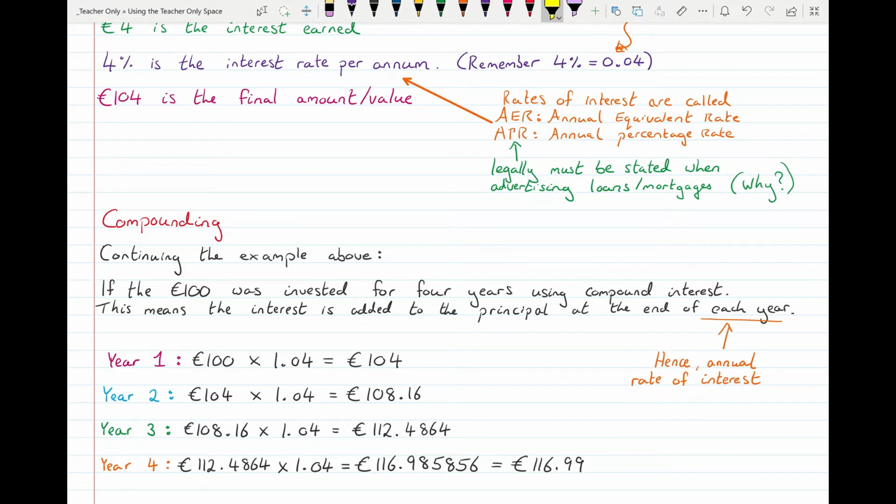€108.16. And then at the start of year 3, we're starting with €108.16, and we're adding on 4% to that. So we get up to €112.4864. And at the start of year 4, we're starting with the €112 and getting 4% out and adding it on. So at the end of the 4 years, you have €116.99. Now, you're not going to get 4% interest down at the bank, because the interest rates are currently so low that you might actually have to start paying the banks to hold on to your money instead of them paying you. So 4% would be fantastic right now.